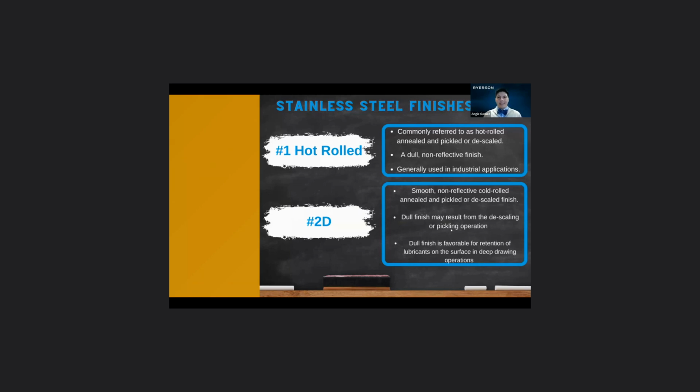So the next finish we'll talk about is actually a cold roll finish known as number 2D or just 2D. It's also a dull, non-reflective finish, but it's a little bit smoother than HRAP that we previously discussed. It'll go through a descaling process. And we typically see this finish used in deep drawing applications where some lubricant retention may be needed. To the eye, it's going to have a real dull gray appearance, but it's not going to have any scale on it like the HRAP does.